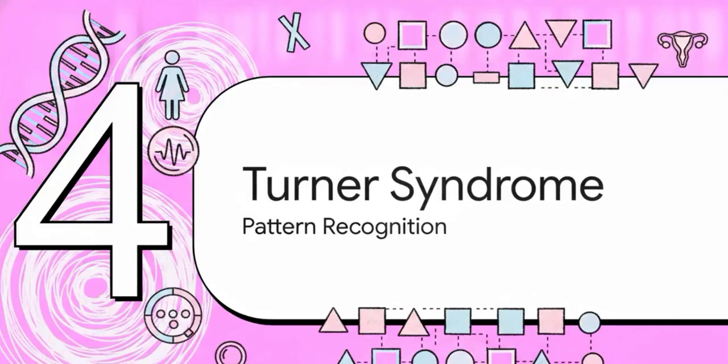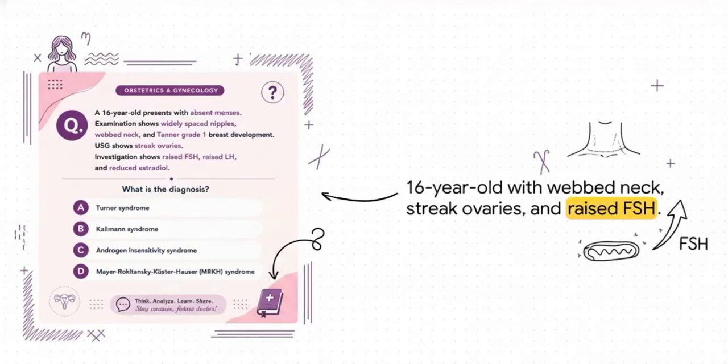Let's tackle our fourth MCQ in Section 4. This one requires some classic pattern recognition of physical examination and hormonal findings. Let's see if you can spot the triad. Listen to this setup. A 16-year-old presents with absent menses. Examination shows widely spaced nipples, a webbed neck, and Tanner grade 1 breast development. Her ultrasound shows streak ovaries. Investigations reveal raised FSH, raised LH, and reduced estradiol. What's the diagnosis? Is it A, Turner syndrome, B, Kallmann syndrome, C, androgen insensitivity syndrome, or D, MRKH syndrome?